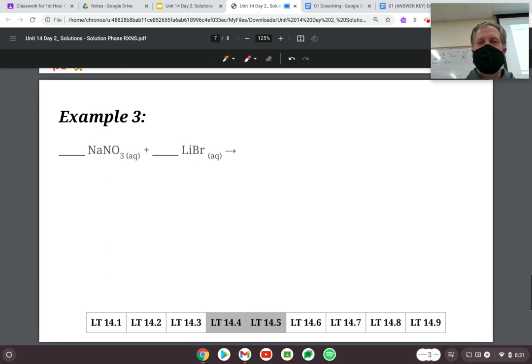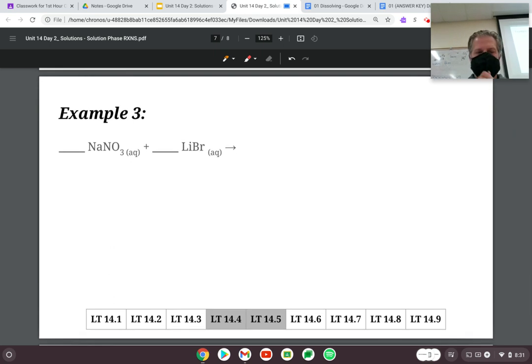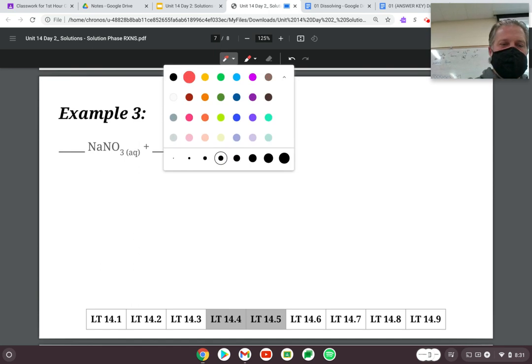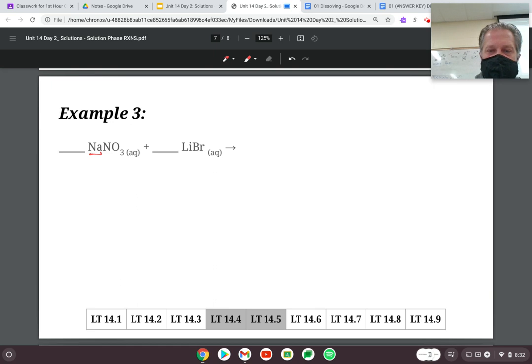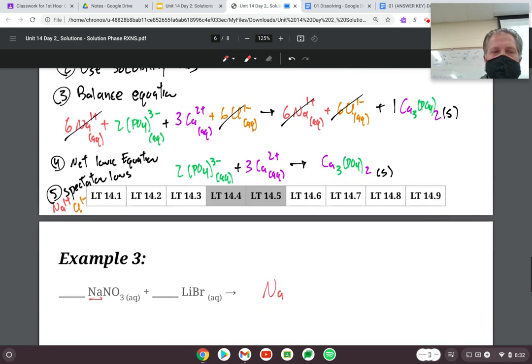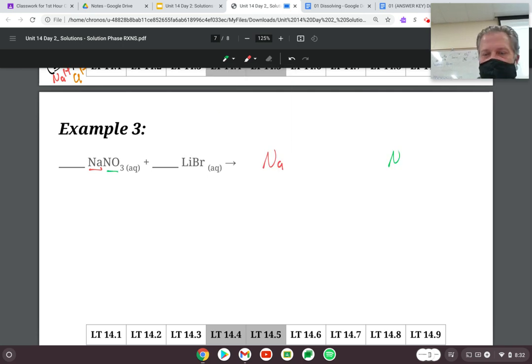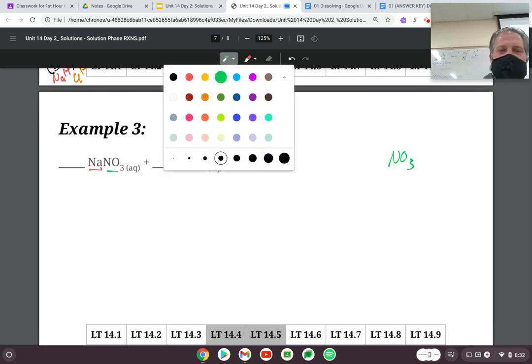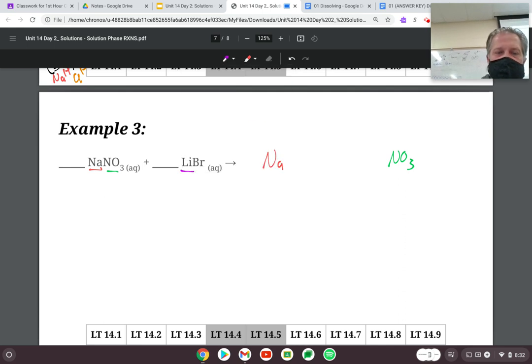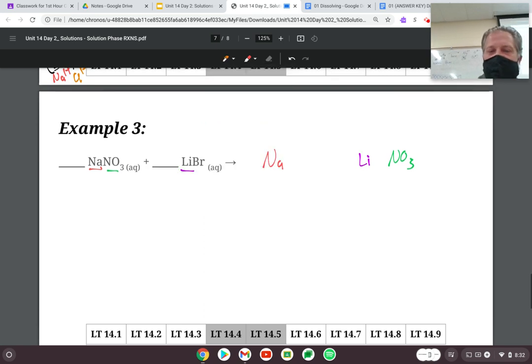There's so many examples. Let's try to do one more here, at least. Okay, so I have Na, and I'm going to switch that over here. And I have NO3, so I'm going to put that way over here. And I have Li, which I'm going to put near NO3. And I have Br, because we're doing the old switcheroo, which I'm going to put here.